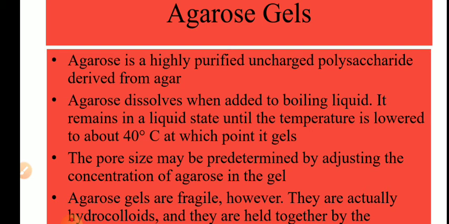So agarose dissolves when added to a boiling liquid. You add it to the buffer and heat it to boil, so it will dissolve. It remains in liquid state until the temperature is lowered to about 40 degrees Celsius, at which it will gel. Below 45 or below 40, it will set into a transparent gel.